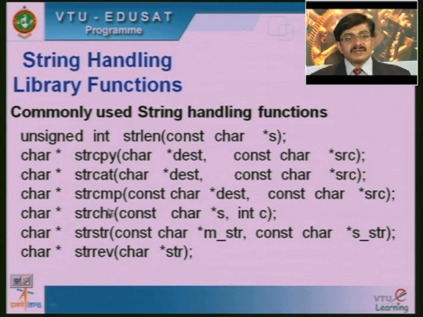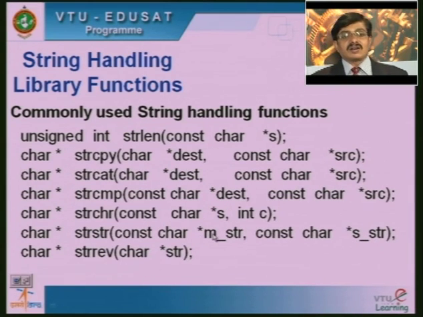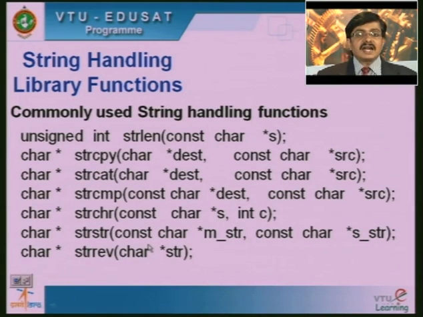Fine. So next is strchr. With strchr we look for a particular character in the string. Similarly, we have strstr. Here we look for a particular substring in a string. So m_str is the main string and s_str is the substring. We look for the substring in this main string, whether it exists or not. And similarly, we can reverse the string using the strrev operation. So these are certain string handling library functions using which we can perform various operations.